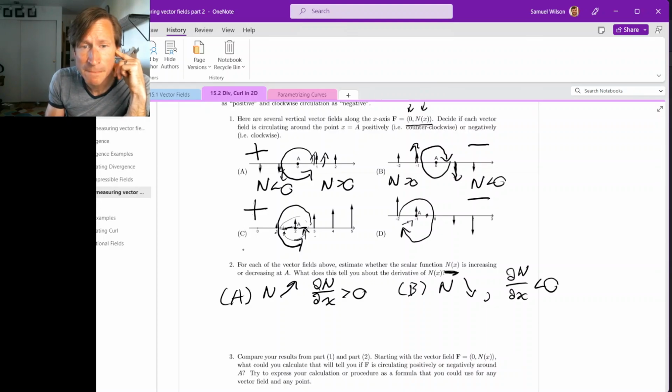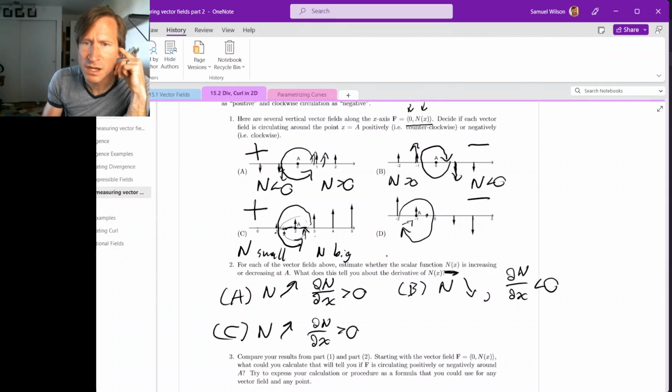For part C, n is positive, but it starts out small, and as we move rightwards, it gets bigger. So it's going from small to big, and so for C, that means it's increasing, and so this derivative is still positive. And for part D, n is starting out big and becoming small. And so for part D, n is decreasing, and so partial n partial x is negative.